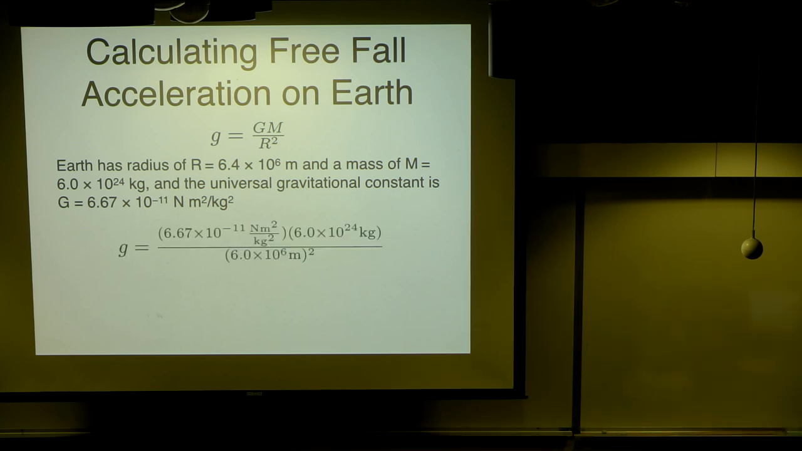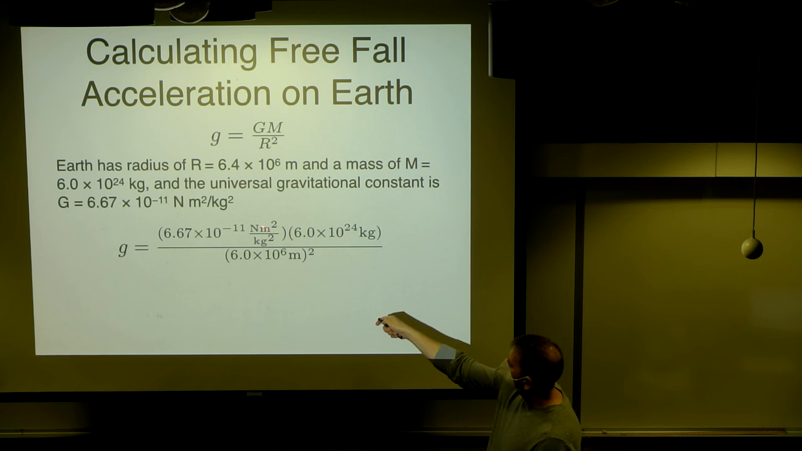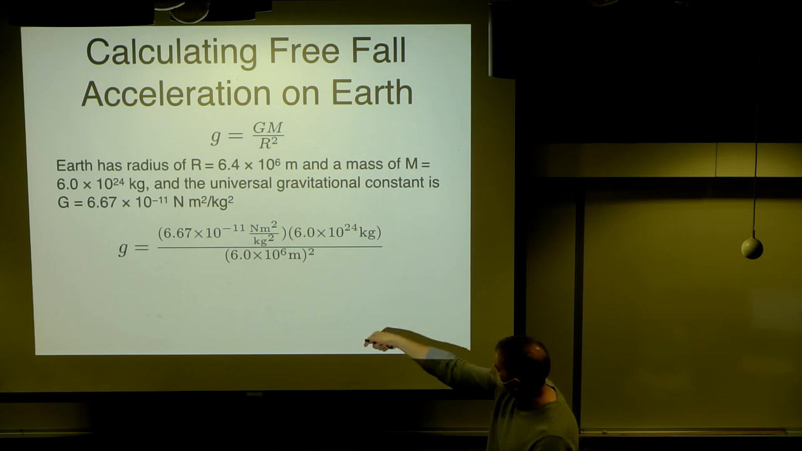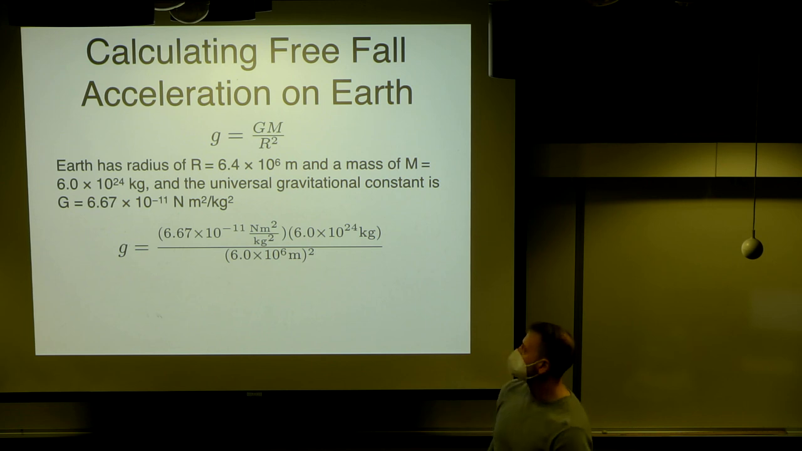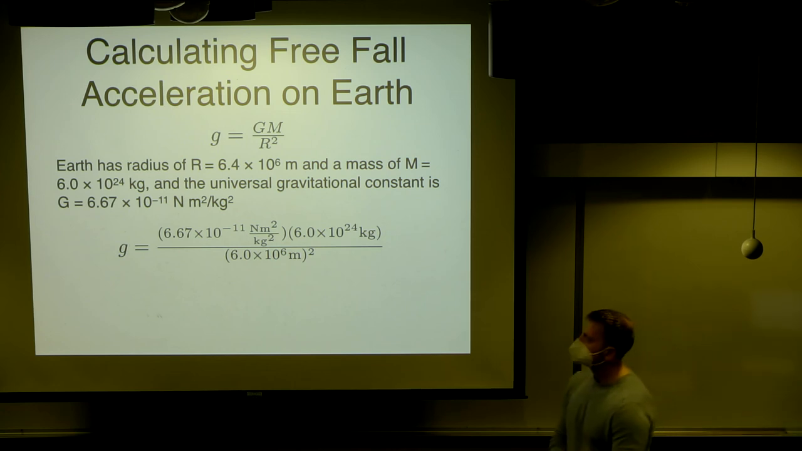Those numbers are going in, and here we have it. We have little g is 6.67 times 10 to the minus 11 Newton meters squared per kilogram squared, times big M, 6.0 times 10 to the 24 kilograms, divided by R, 6.4 times 10 to the 6 meters, squared. Just for fun, punch it into your calculators and see what you get.